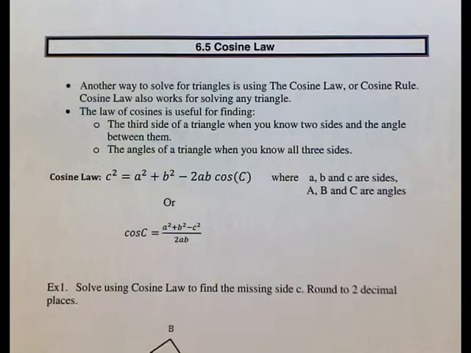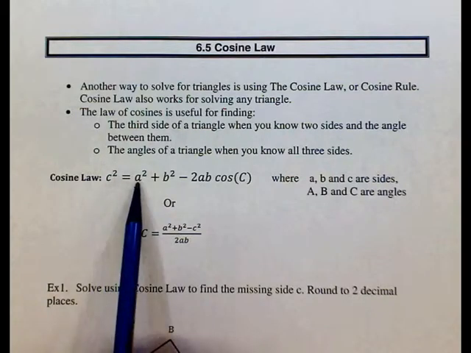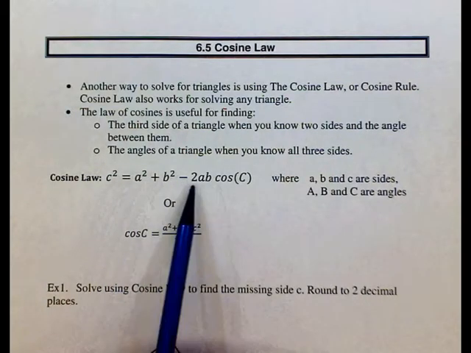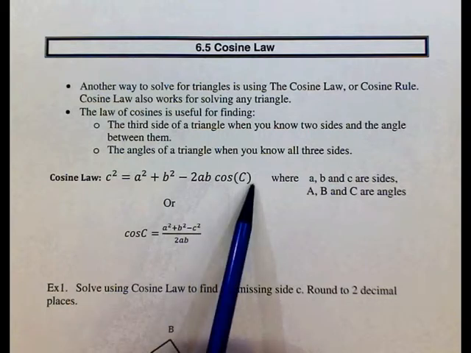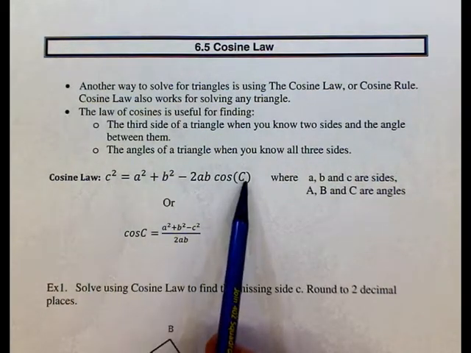It's also useful to find the angle of a triangle when you know all three sides. So the cosine law is presented two ways here. To find the side, c squared equals a squared plus b squared minus 2ab cos of c. Solving for side c, you need the angle c.